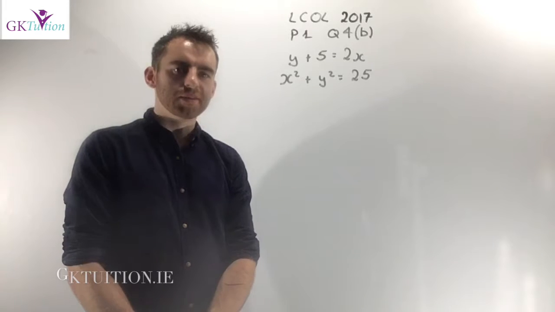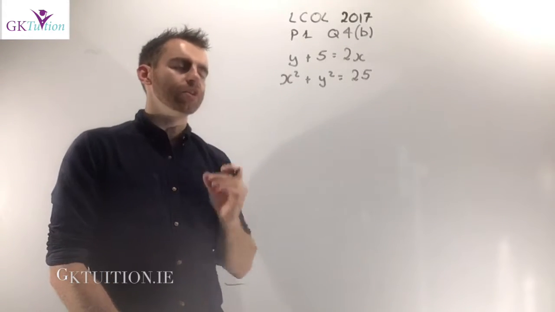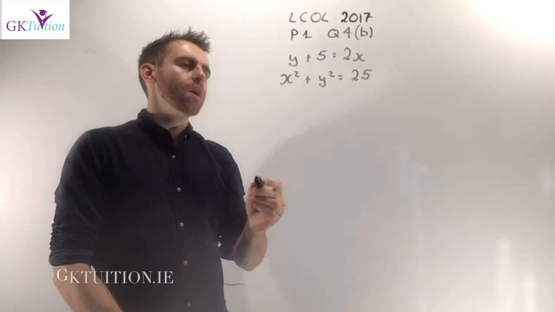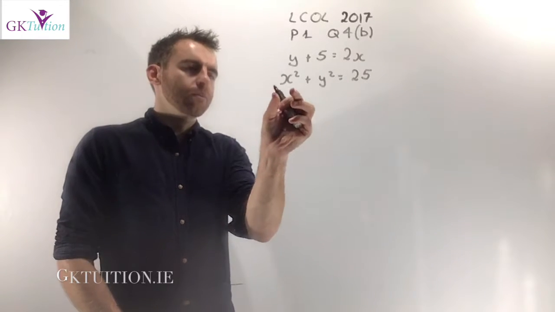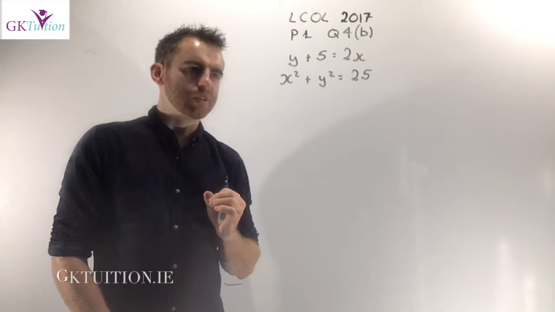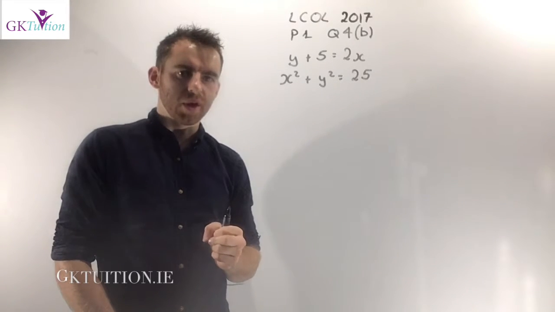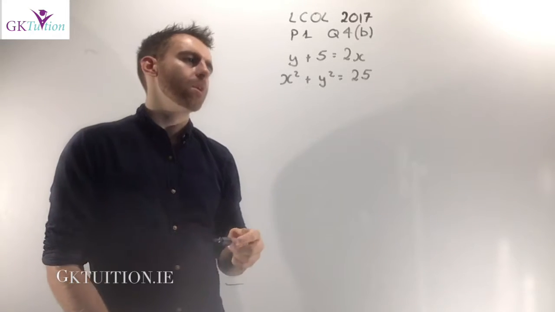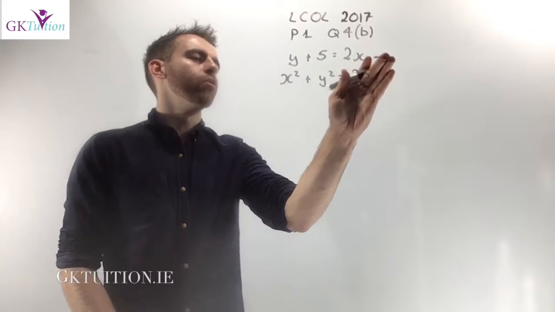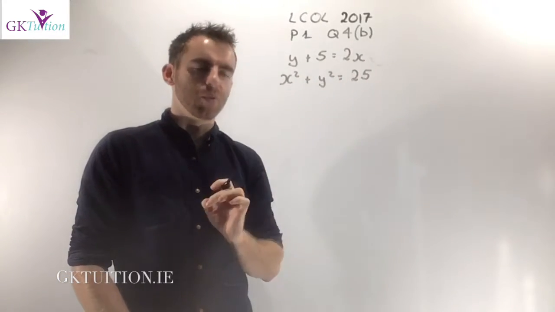In the second part of this question, we're given two equations with two unknowns, and we're asked to solve the simultaneous equation. Now obviously the problem here is that the second equation has an x squared and a y squared in it, which means the only way to solve this simultaneous equation is by substitution. So what you need to do first is go to the simpler equation, or in other words the equation that has no squares in it.